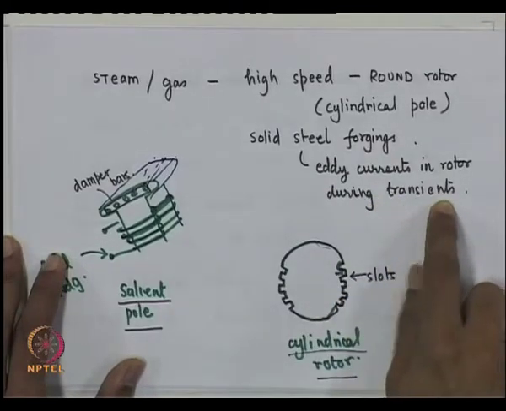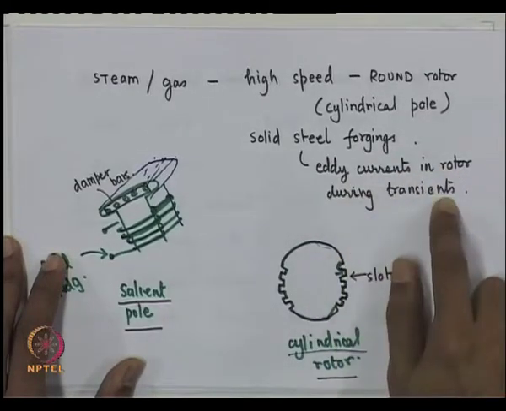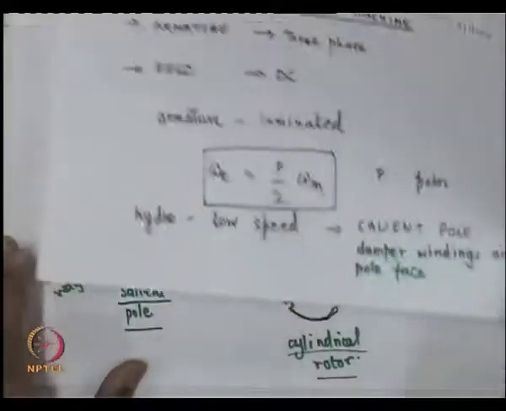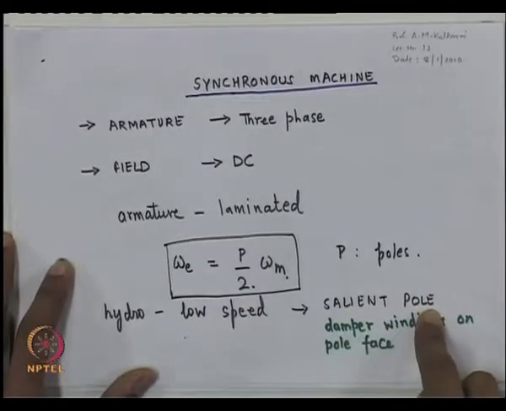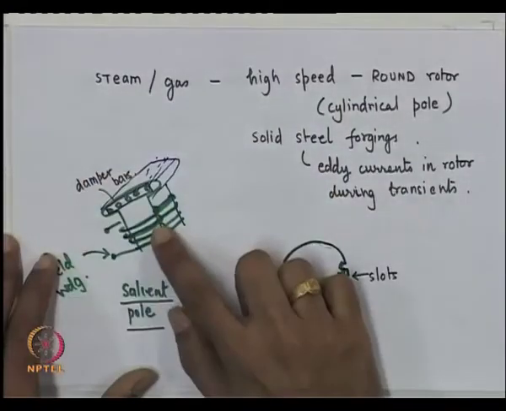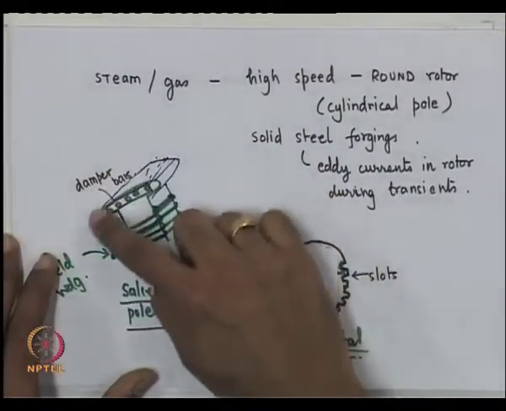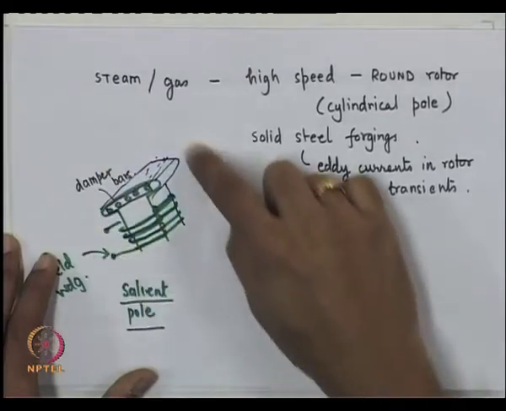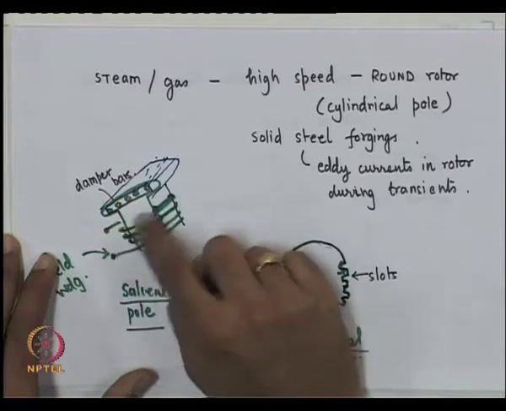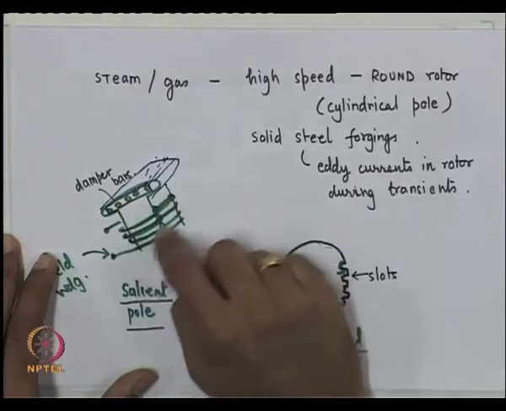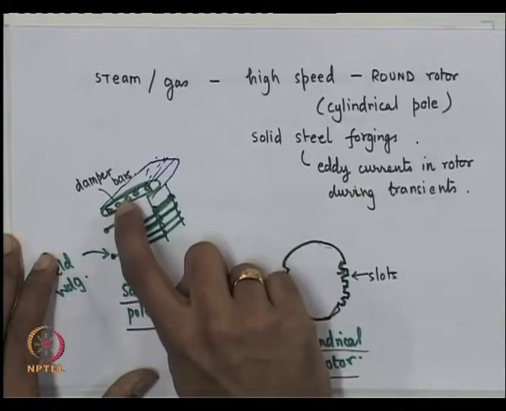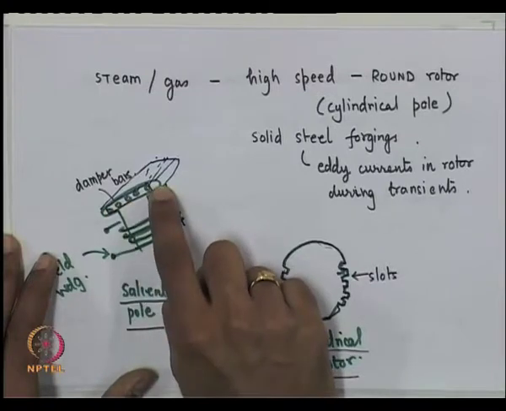So, that is one important point: you can have eddy currents in the rotor during transients in a steam or gas turbine. Of course, in a low speed turbine salient pole machine, the pole faces are laminated. Now, this is how usually your hydraulic turbine pole face would look like. There is a pole face, the field winding will be housed here, and on this pole face you have these damper bars which are short circuited at the end.